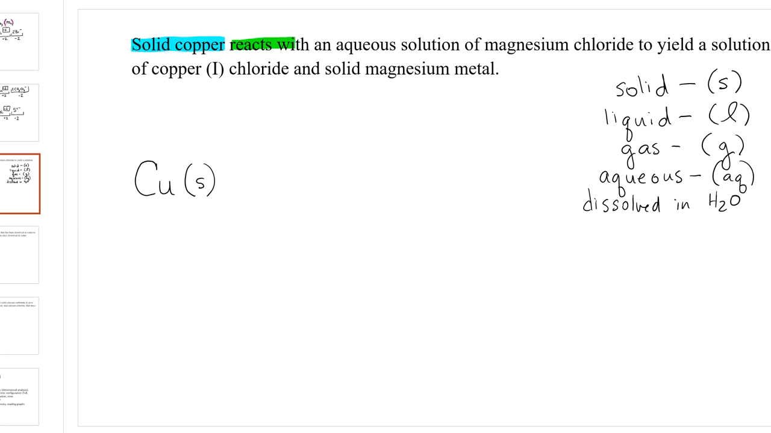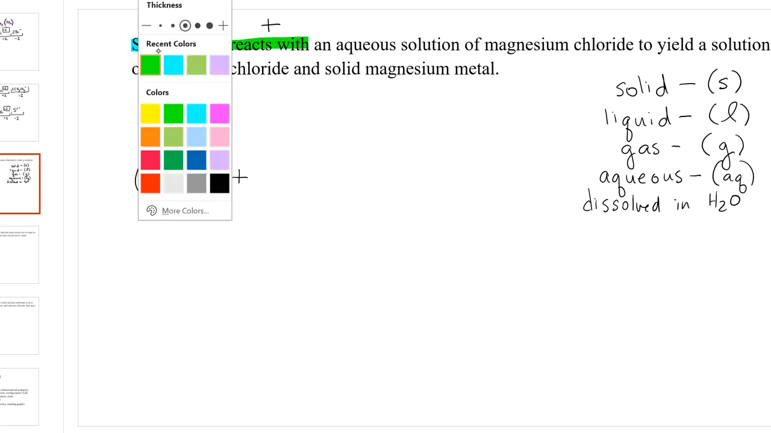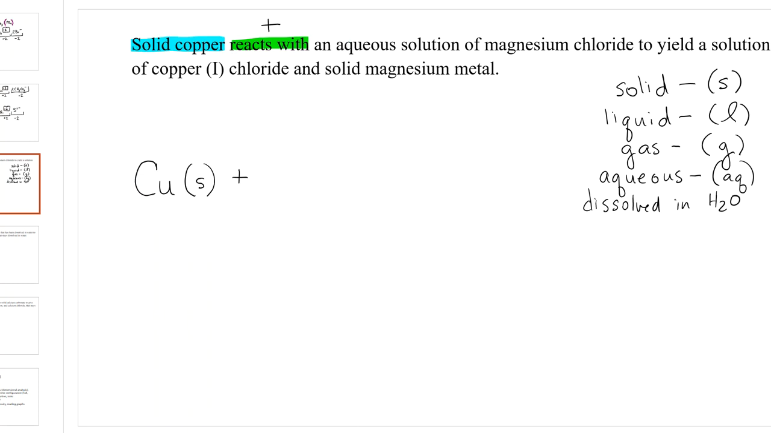Reacts with tells me that I'm going to be adding in another kind of compound. So solid copper is Cu with an S. Reacts with is our plus sign. And then our next reactant is an aqueous solution of magnesium chloride.